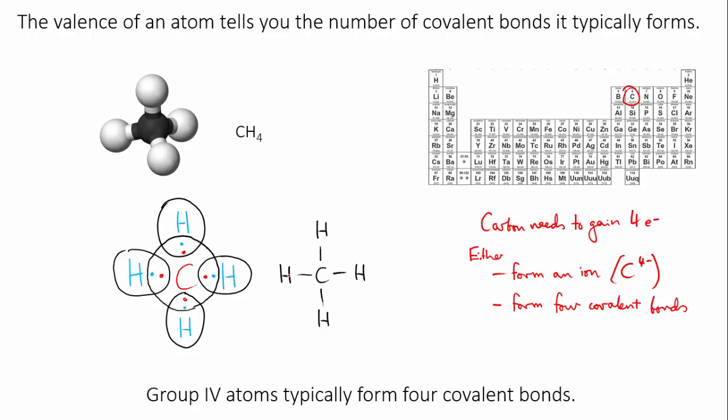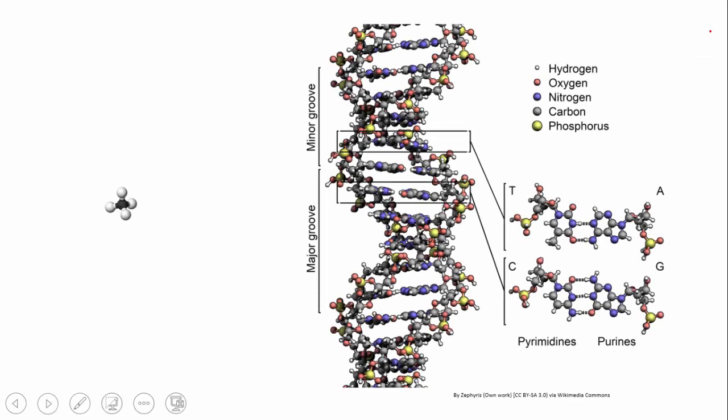So, by looking at a non-metal's place on the periodic table, you can have a good guess at how many bonds it likes to form. And it is those covalent bonds that hold atoms together to make molecules that are as simple as methane or as complex as DNA.